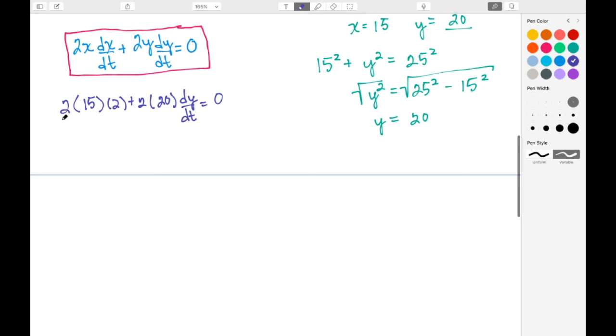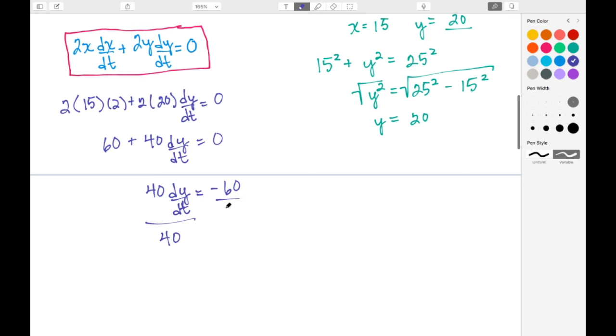I've got 15 times 2 to give me 30, and then 30 times 2 to give me 60, plus 2 times 20 to give me 40 dy/dt, equal to 0. I'm going to subtract 60 from both sides. So I have 40 dy/dt is equal to negative 60. And then I'm going to divide everything by 40 so that I can isolate dy/dt. So these 40s cancel. So I have dy/dt is equal to negative 60 over 40.